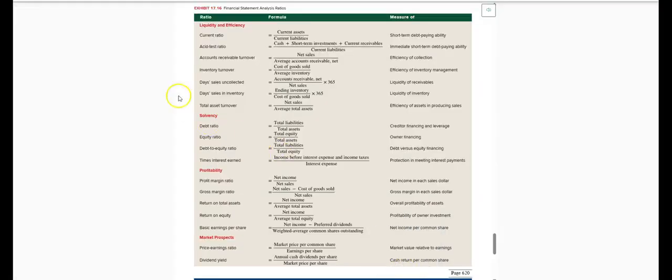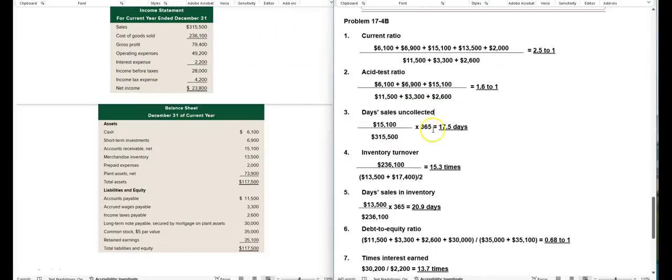Continuing on, days sales uncollected: accounts receivable divided by net sales, and then multiply by 365. Accounts receivable is 15.1. I'm going to divide by my sales of 315.5, multiply by 365. On average, I have accounts receivable uncollected for 17.5 days. In other words, I wait approximately 17.5 days to collect my sales.